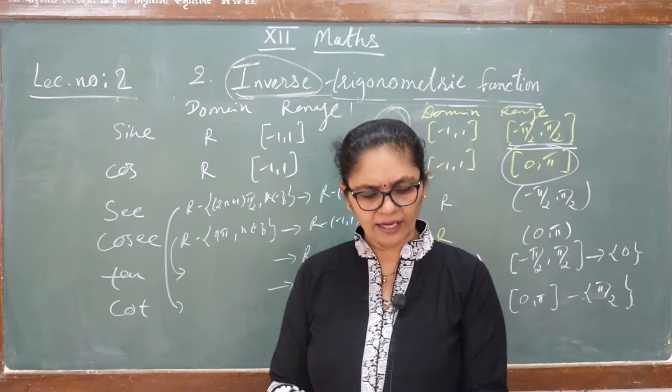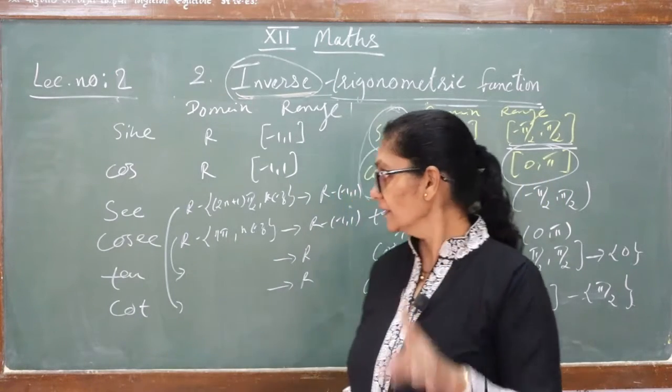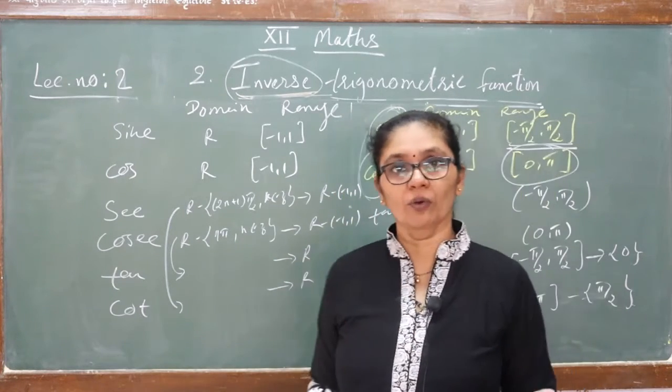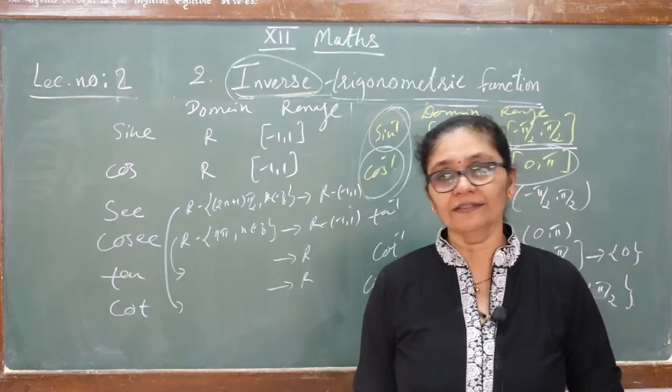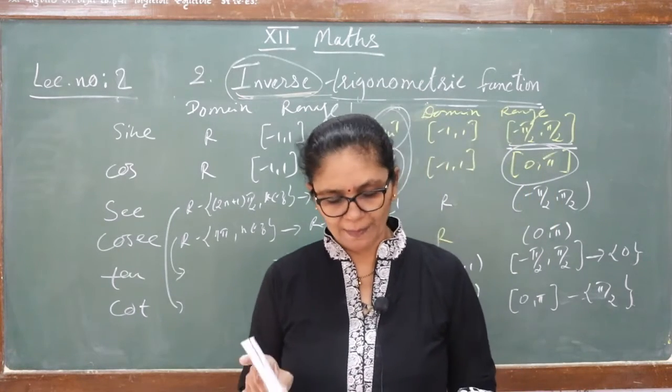Remember, for all the graphs, the meaning is the same, the method is the same: horizontal graph for the original function and vertical for the inverse. Because what is the theme of it? That the range became the domain and the domain became the range.